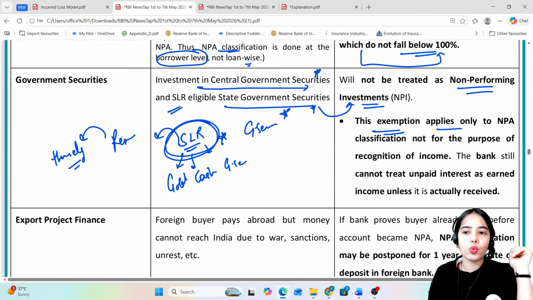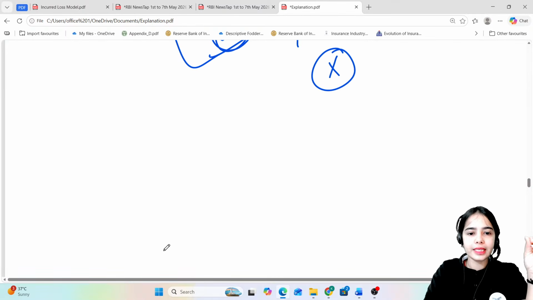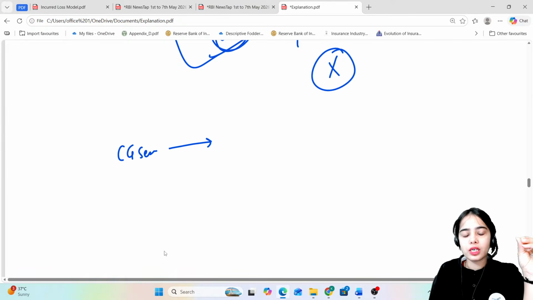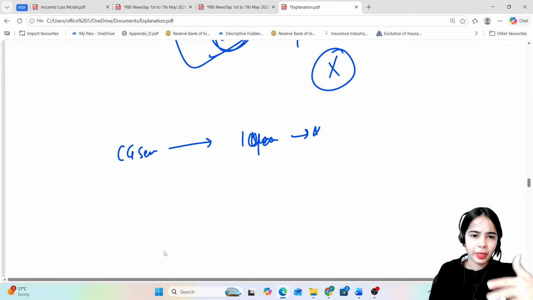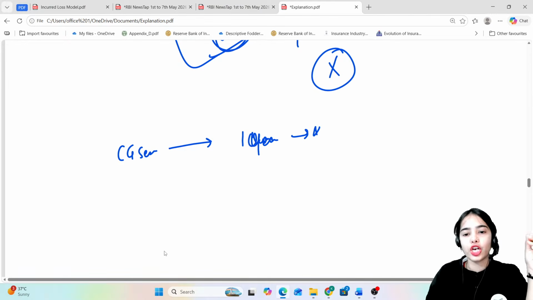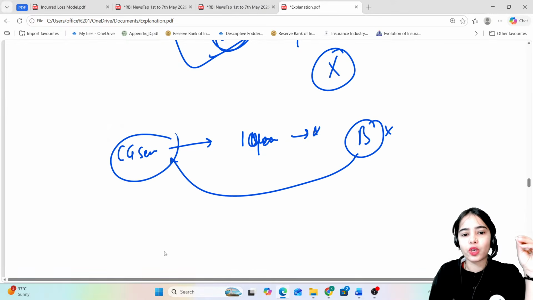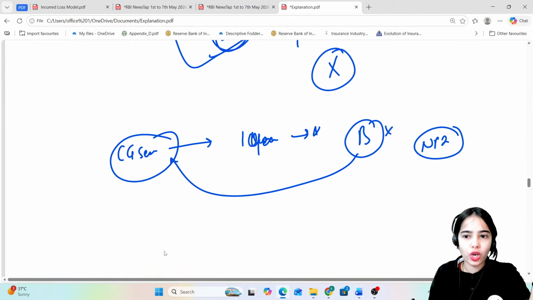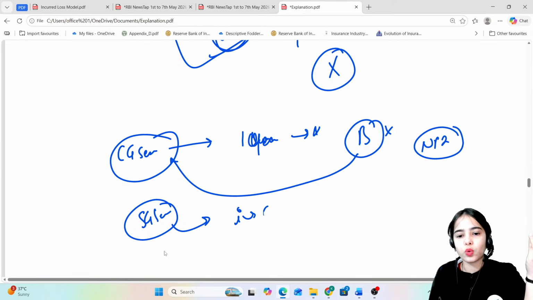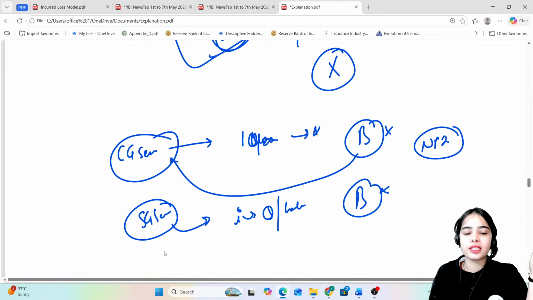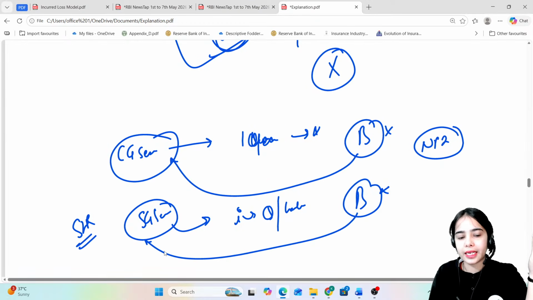This exemption applies only for the asset classification, for the NPA classification, that these investments will never be classified as NPI. But for the income recognition, this criteria will not be followed. Let's say under the central government securities, for 1 quarter or for 1 year, there is no interest that is paid, because the interest will be paid combined in the next year. So the bank cannot classify this central government security as NPI, as non-performing investment. Even if the state government securities are not paying the interest on, let's say, a quarterly or half yearly basis, the bank cannot classify these SLR eligible state government securities as NPI.